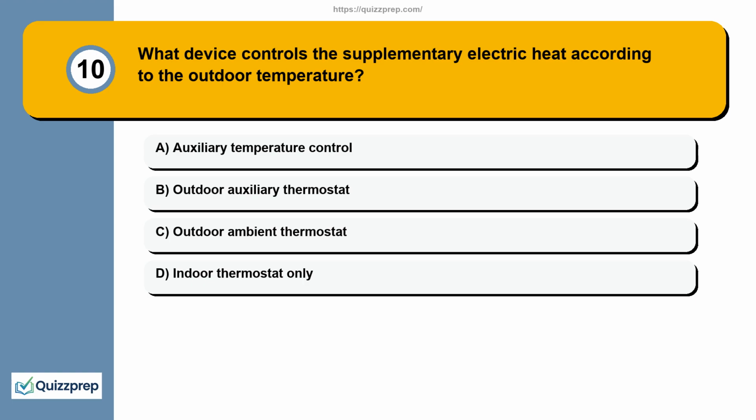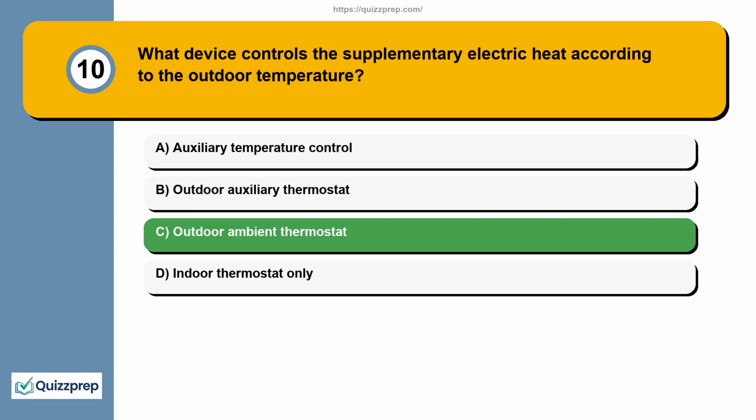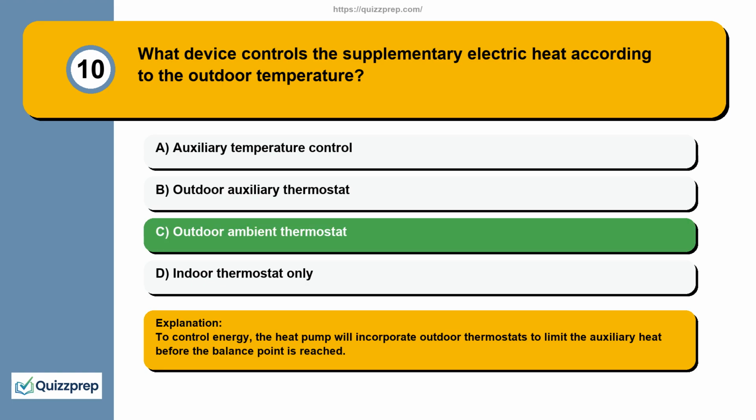Question 10. What device controls the supplementary electric heat according to the outdoor temperature? Auxiliary temperature control, outdoor auxiliary thermostat, outdoor ambient thermostat, indoor thermostat only. To control energy, the heat pump will incorporate outdoor thermostats to limit the auxiliary heat before the balance point is reached.